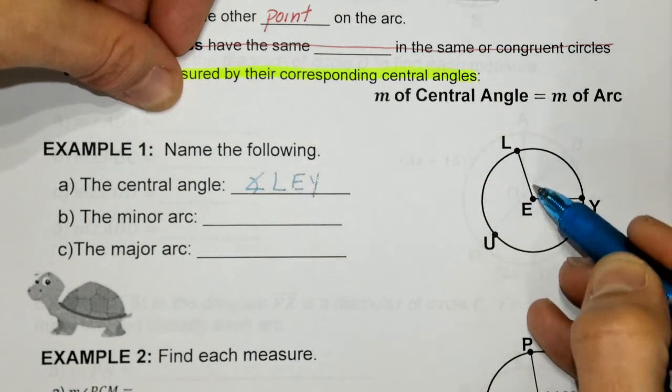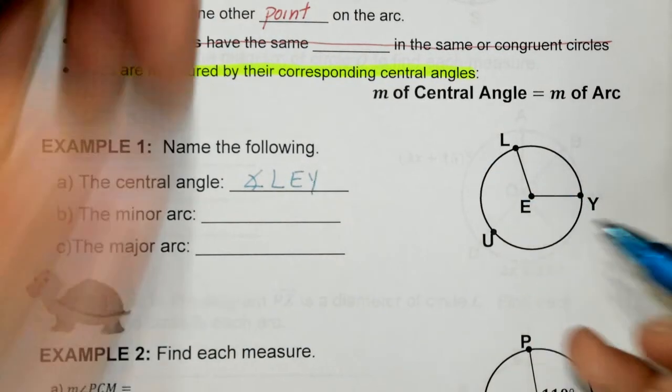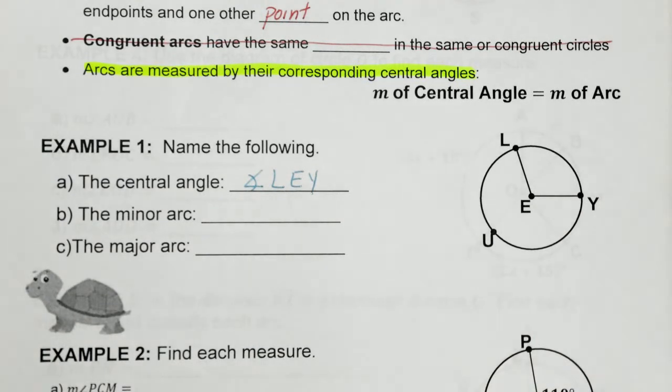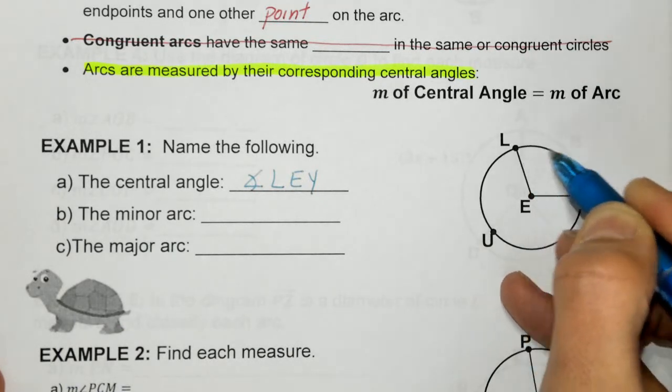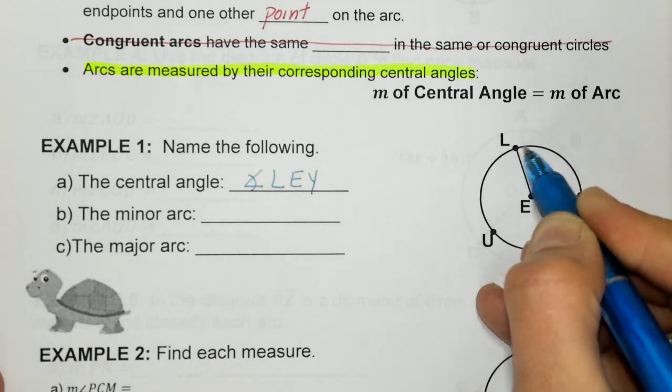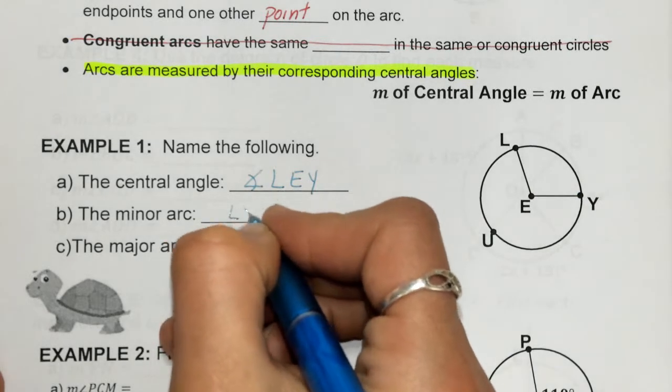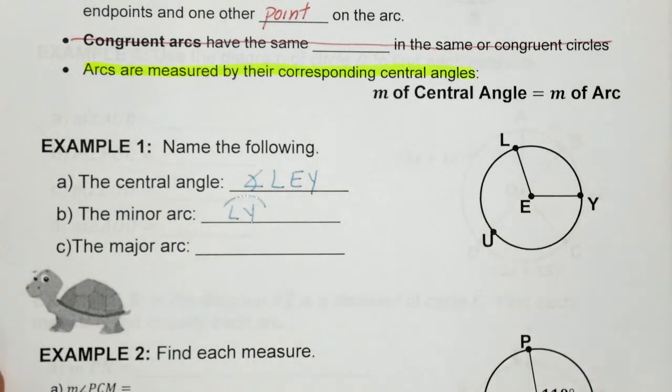Now, that could be the smaller angle or the bigger angle, just depending on which arc we're looking at, if we're looking for the minor arc or the major arc. So your minor arc, remember, is less than 180 and named with just its two endpoints. So we have here arc LY. Put that arc symbol above it.